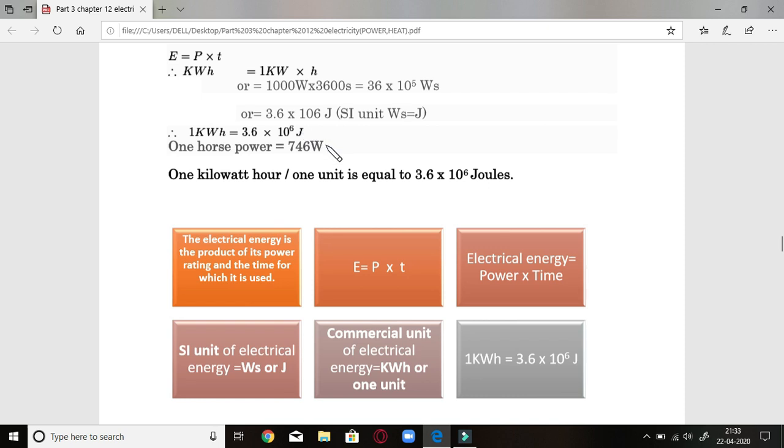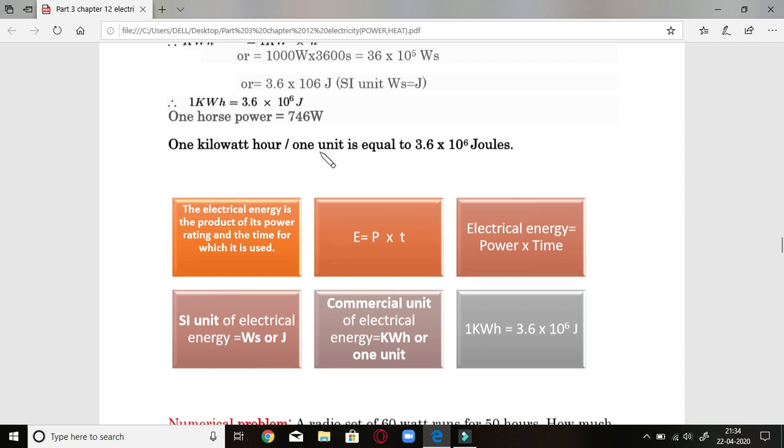Another very important part is 1 horsepower, with which various electric motors are rated. You know, motors are used everywhere. They are used in AC, in electric fans, in washing machines. These electric motors are rated with horsepower, and 1 horsepower is equal to 746 watt. So that is another important fact about it. Now let us see further.